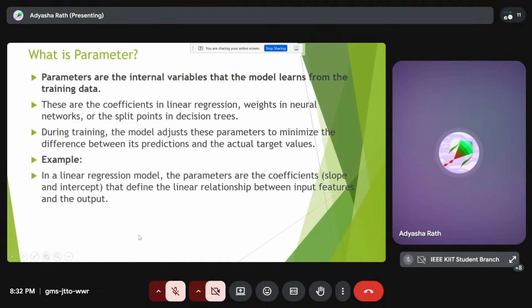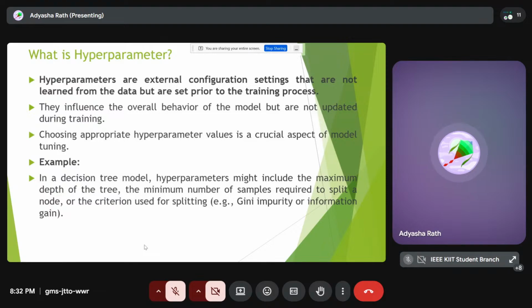So again, the parameters are the internal variables that the model learns from the training data. In linear regression, the parameters are the coefficient or the slope and the intercept that define the linear relationship, that means y equal to mx plus c, between the input feature and the output. This is a parameter.